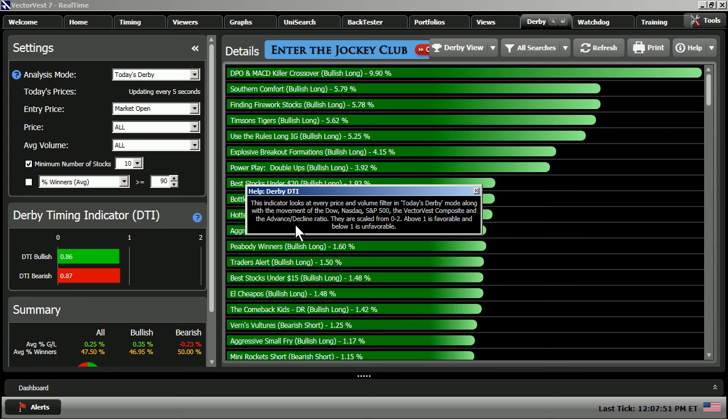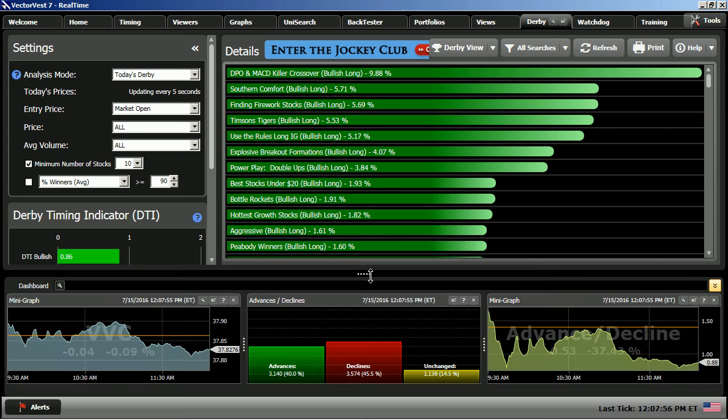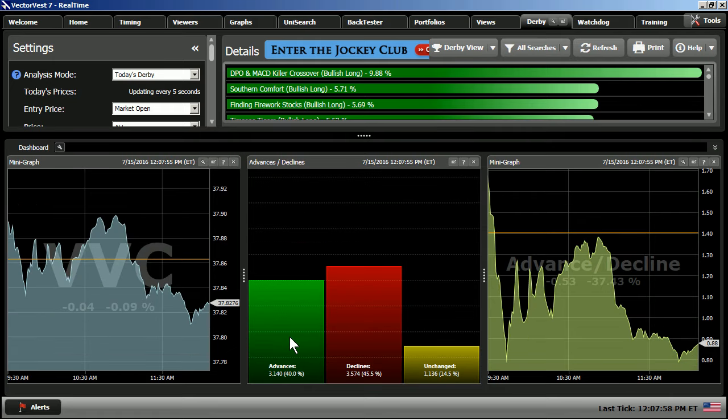It looks at the advance-decline ratio as well. So we monitor how many stocks are going up each day compared to how many stocks are going down each day. This is a bar chart that I have on my dashboard that measures that relationship, advances to declines. So the Derby Timing Indicator also looks at the ratio of advances to declines. You can see here in our mini graph on the right-hand side, not only are you able to see that relationship in a bar chart, but you can see it graphically as well.